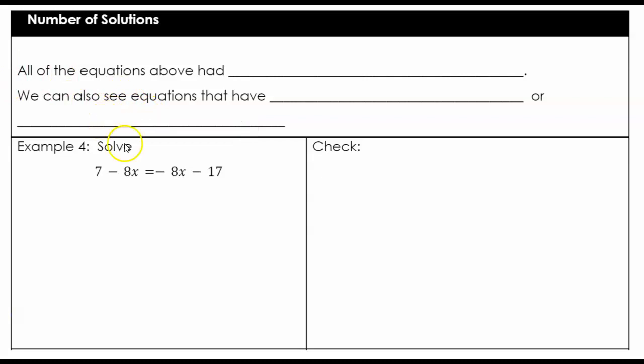All of the equations that we've had so far, all of the equations above, had one solution. X equals negative 5 was one of them. All the other answers were just x equals a number. It is also possible, though, that we can have other answers. We can also have equations that have infinite solutions, or equations that have no solutions. So let's see what those look like.